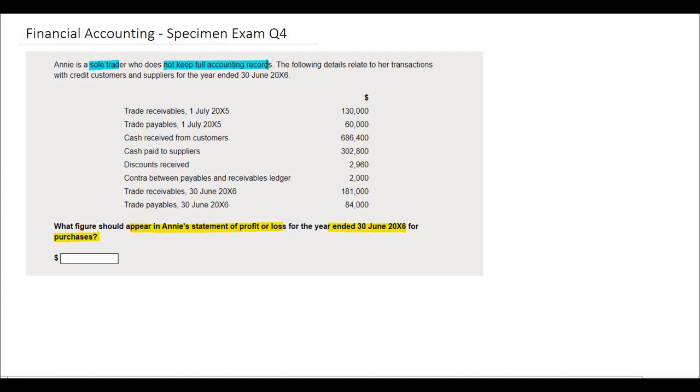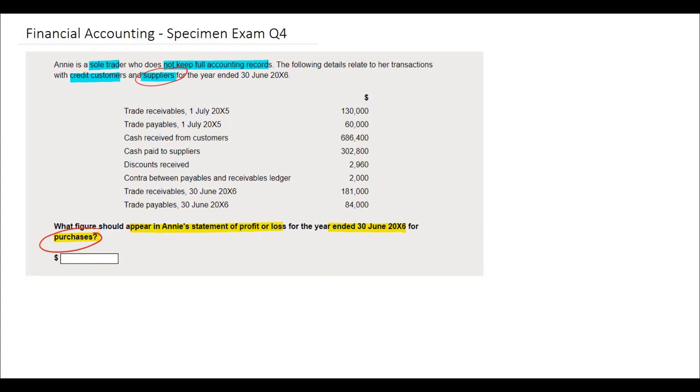We've been given the details of transactions relating to both credit customers as well as suppliers, and this is for the year ended 30th of June 20X6. It's important to note that the question is asking us to derive the purchases figure, yet here we've been presented with information both for customers and suppliers. This means that some of the information provided will not be relevant for us in calculating the purchases figure. We're simply interested in the information relating to suppliers.